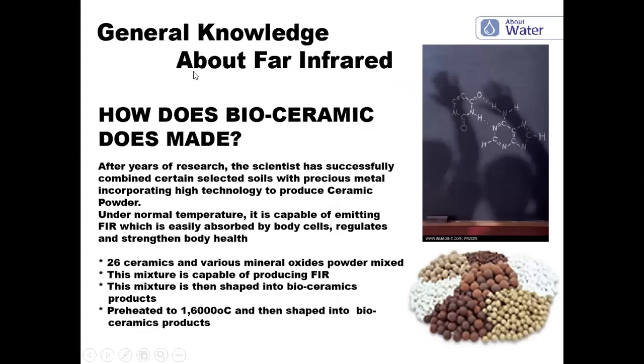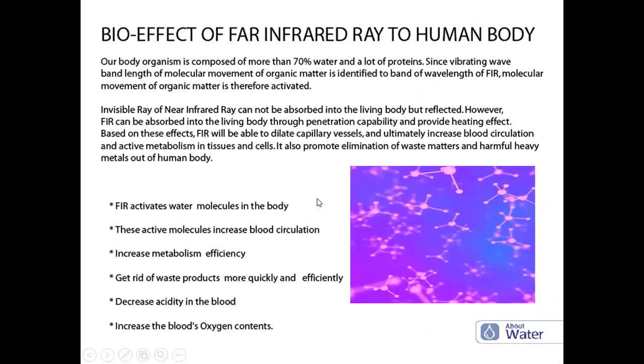Okay. Then general knowledge about far infrared. How does bioceramic work? It is a mixture of various mineral oxide powders capable of providing FIR, which they call far infrared. Under normal temperature, it is capable of emitting FIR which is easily absorbed by body cells, regulating the strength and body health. It is preheated to 1600 degrees Celsius.